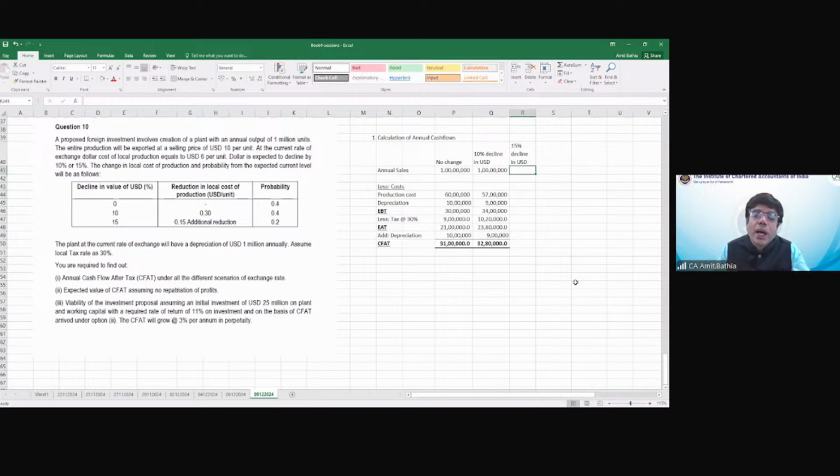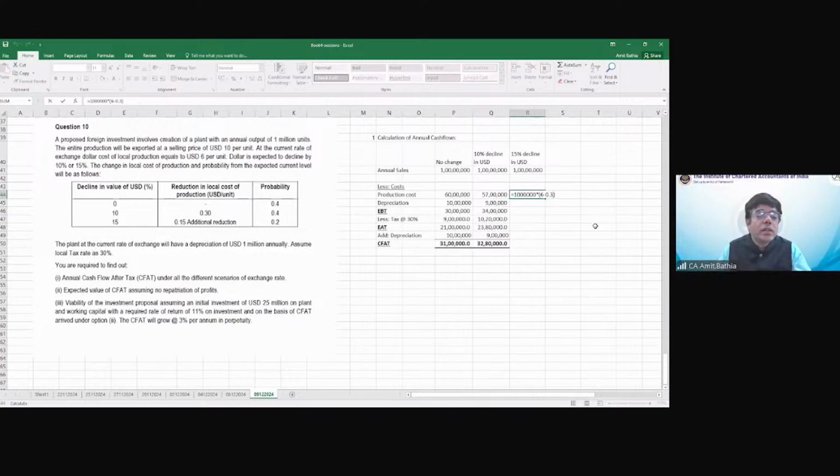Now if you have understood how I adjusted the depreciation and the production cost, let's repeat that again with a 15% decline to check if you have really understood. My sales is not going to change, that is going to remain 1 million units into $10, right? So there will be no change there. Production cost is going to change. What will the production cost become?